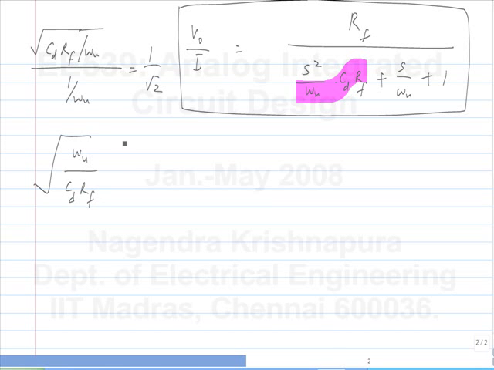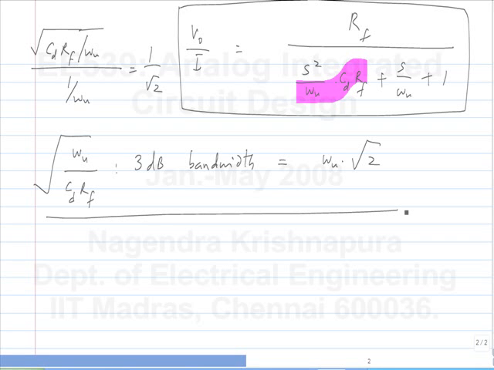Is the 3 dB bandwidth, and from here we can see that it is equal to omega u times square root of 2. So we actually get a larger bandwidth by introducing some peaking. We discussed this earlier also.